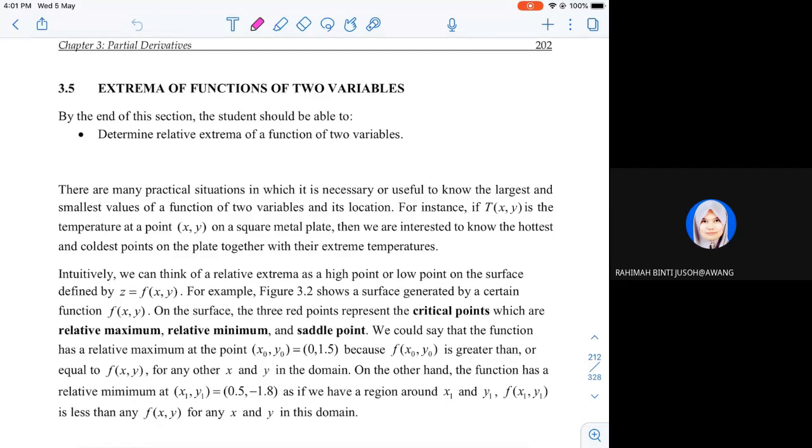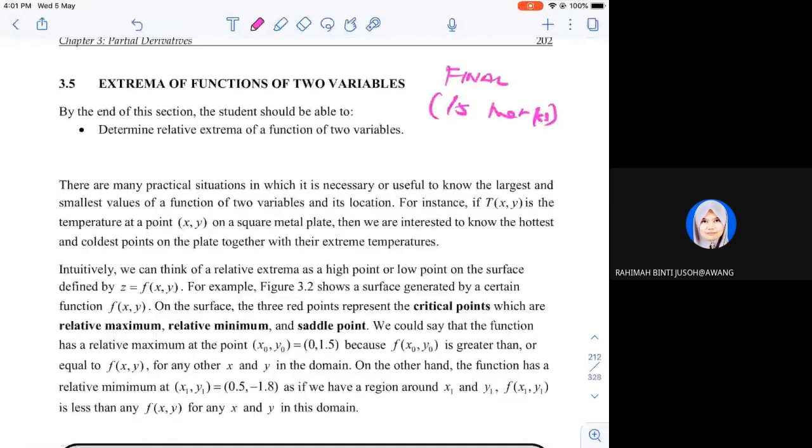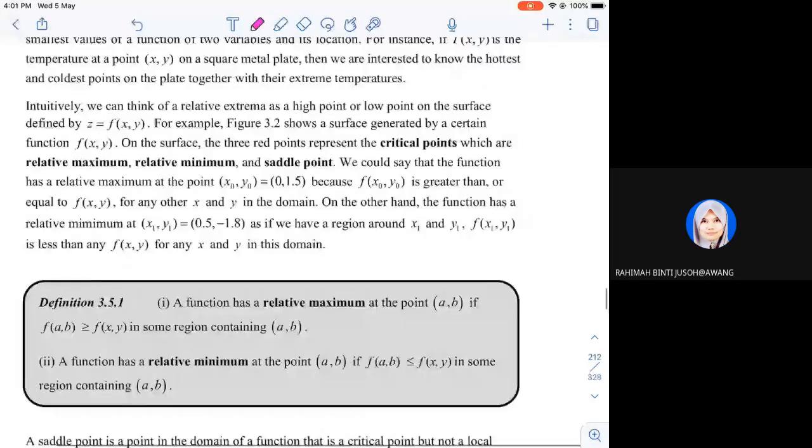Alright, so this topic will come out in your final exam and consists of 15 marks. One question in the final exam from this topic, and it consists of 15 marks. 15 marks is a lot. Alright, so basically this topic is all about finding the maximum or minimum or saddle point of the critical points for a given surface.